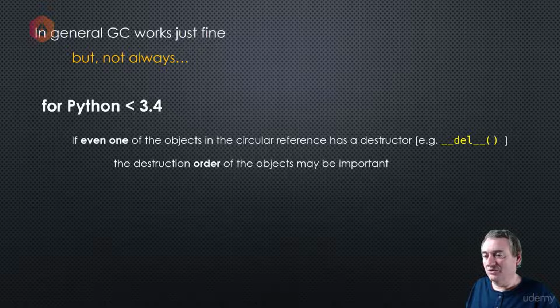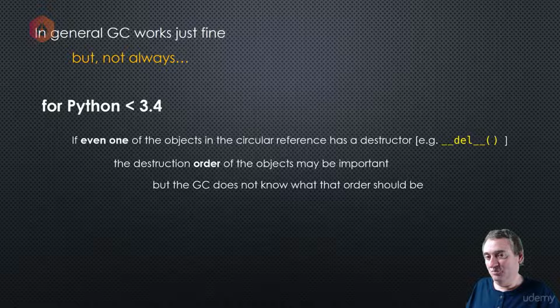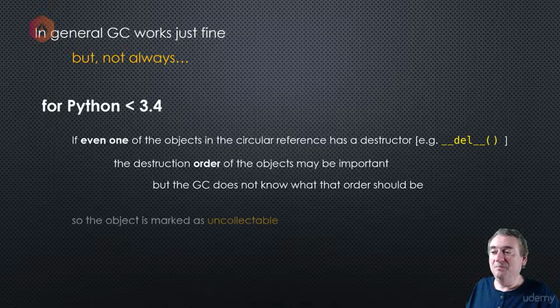Maybe you cannot close the database connection until some other class that was in the circular reference deletes or commits a transaction or rolls back a transaction. Who knows, right? There could be steps or a certain order in which those steps have to be taken. So the garbage collector doesn't know what that order should be, and it would basically mark those objects as uncollectible. It would say, you know what, I don't know how to handle this, I'm not going to do it.